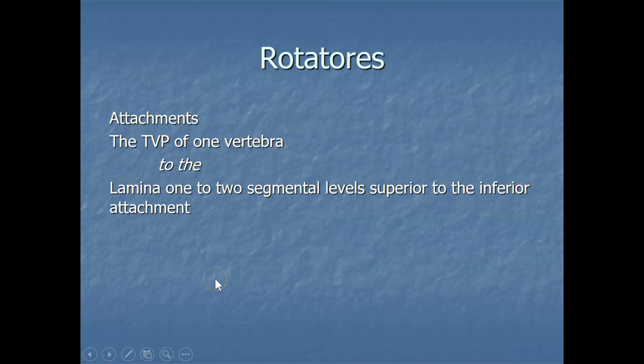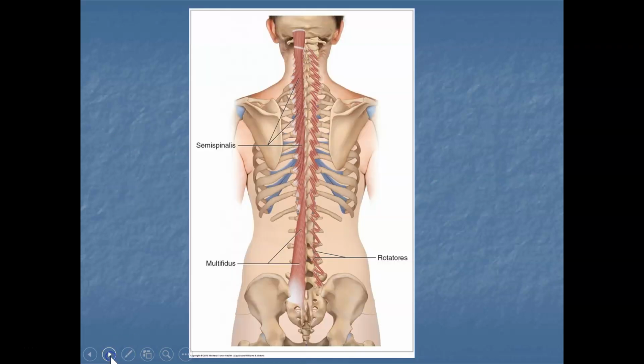Its attachment rises from the TVP, the transverse process of one vertebra, to the lamina, one or two segments superior to the inferior attachment. So some authors say 2, some say 4, but you get the idea of it. Lamina, 1 to 2 segments above where the inferior attachment is. So again, we see here from the TVP to the lamina, TVP to the lamina, TVP to the lamina. It's kind of removed here, so it's not quite as busy. You can see it arising here, TVP, 2 levels up to the lamina.